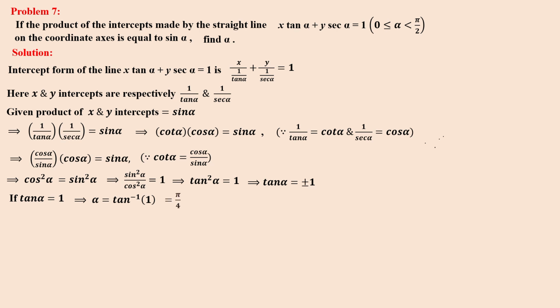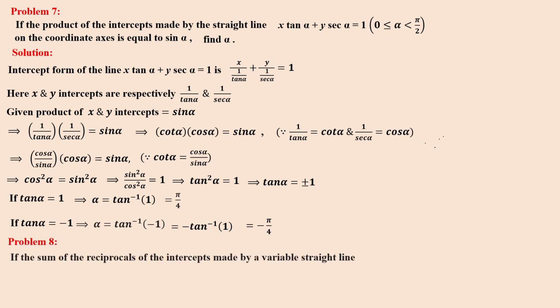Suppose you take tan alpha equal to minus 1, then alpha is equal to tan inverse of minus 1. Tan inverse of minus theta is equal to minus tan inverse of theta. So here you will get minus pi by 4. So alpha value is pi by 4 or minus pi by 4.